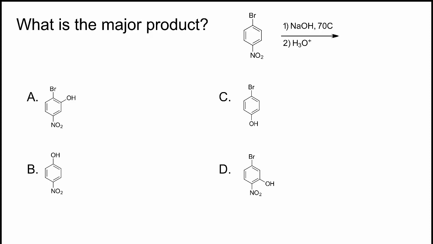All right, so most of you went with B, which is the correct answer here. We're going to swap out that bromine for the OH, and we can do that because there is an electron withdrawing group present at the para position. So B is the right answer there. Any questions on that one?